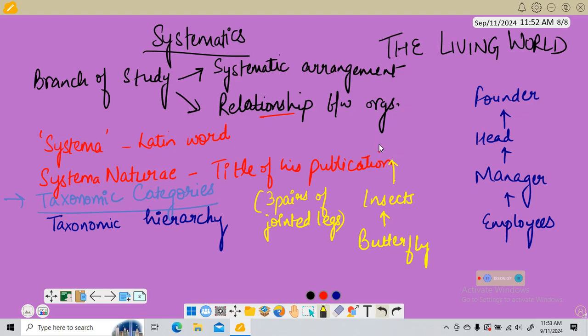Now insects further come under the category of arthropods. And arthropods come under the category of Animalia. Animalia, this is kingdom Animalia, this is the highest level. Like the founder is the highest level, Animalia is the highest level here. So this is basically hierarchy. It's the arrangement from lower to higher or higher to lower. It's basically the order ranking system.